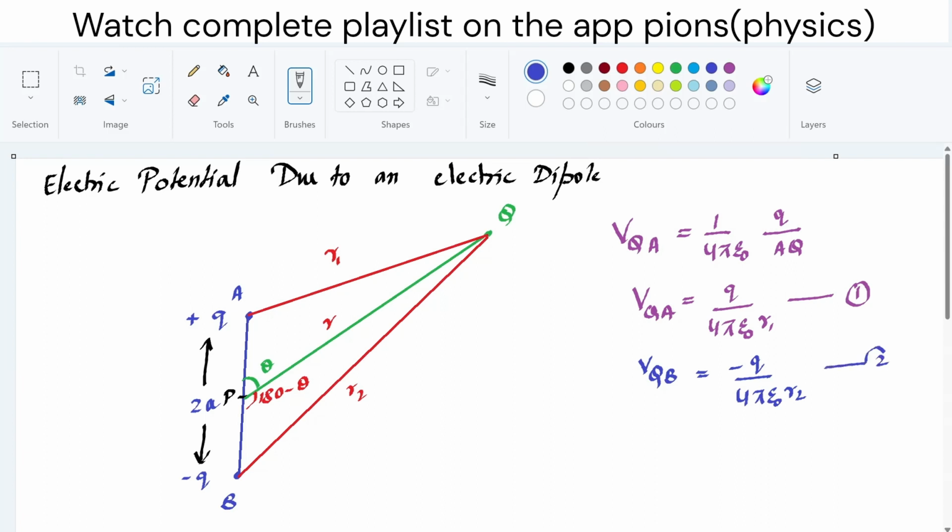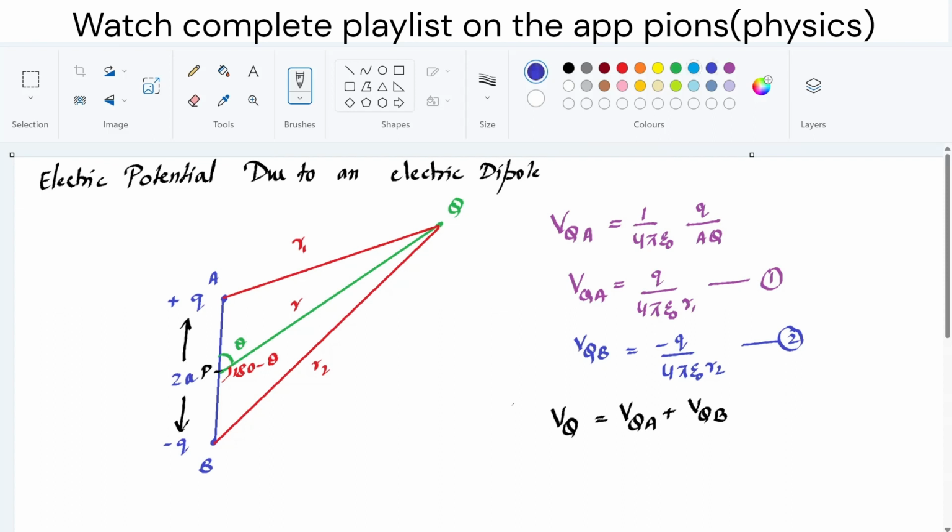Do we have to take the negative sign? Yes, you have to take the negative sign because potential is a scalar quantity. So what will be the net potential at point Q due to this electric dipole? It will be VQA plus VQB. Now we will substitute these values. On substituting, from 1 and 2, this gives q upon 4 pi epsilon naught R1 minus q upon 4 pi epsilon naught R2.